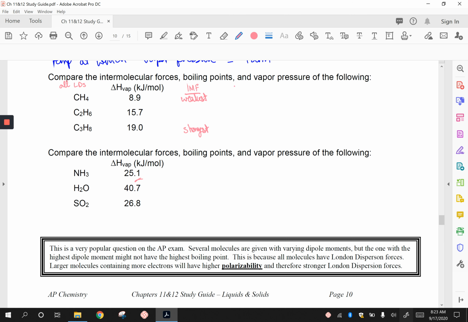Let's look at boiling points. And so boiling points go with intermolecular forces. The higher the boiling point, the stronger the intermolecular forces, right? So this would be the lowest boiling point. This would be the highest boiling point. The ethane will be in the middle. Next is vapor pressure.